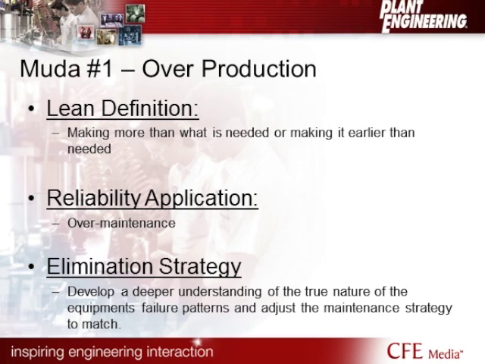So in the next slide, we're looking at MUDA. And MUDA is this idea of overproduction. It's making more than what we need. And that's the lean definition. But what I'm going to do is talk about the reliability application today. So the reliability application is this idea of over-maintenance. So how many pieces of equipment within your facility are you really just doing too much to?